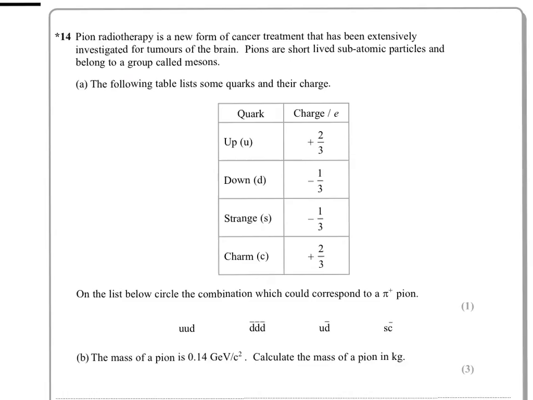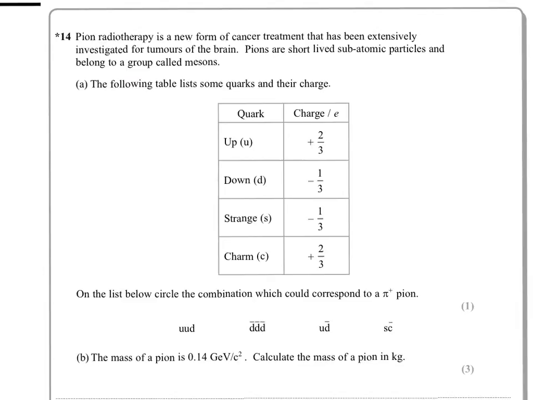Pion radiotherapy is a new form of cancer treatment that has been extensively investigated for tumours of the brain. Pions are short-lived subatomic particles and belong to a group called mesons. The following table lists some quarks and their charge details. Okay, so we've got the up quark at plus 2/3, the down quark at minus 1/3, the strange quark at minus 1/3, and the charm quark at plus 2/3.